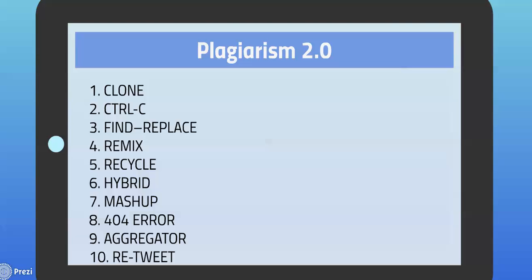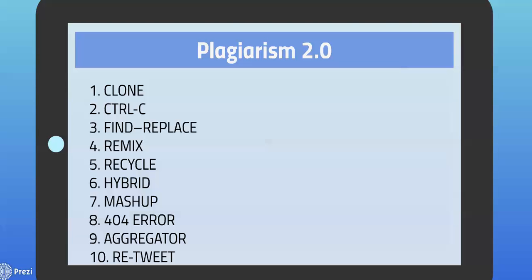Cloning is the act of submitting another's work word for word as one's own. Control-C is a written piece that contains significant portions of text from a single source without alterations. Find and replace is the act of changing keywords and phrases but retaining the essential content of the source paper. Remix is an act of paraphrasing from other sources and making the content fit together seamlessly.